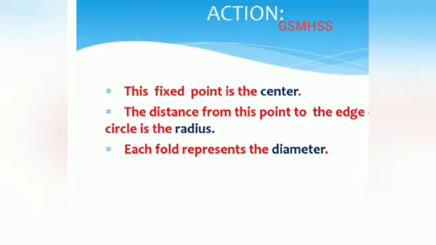In a circle, the fixed point is the center. The distance from the center point to the edge of the circle is the radius. In other words, the distance between the center point and any point on the circle is a radius. Each fold represents the diameter. What is the diameter? The line segment passing through the center point is called a diameter of the circle.